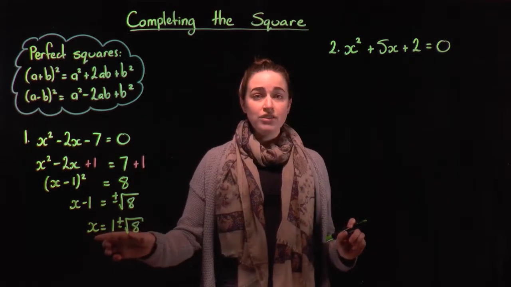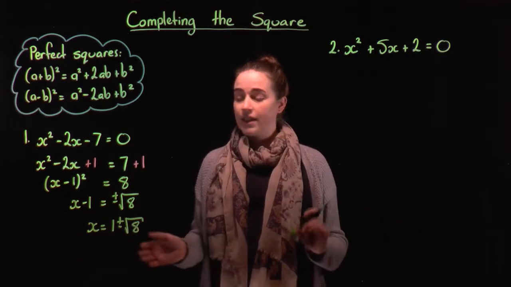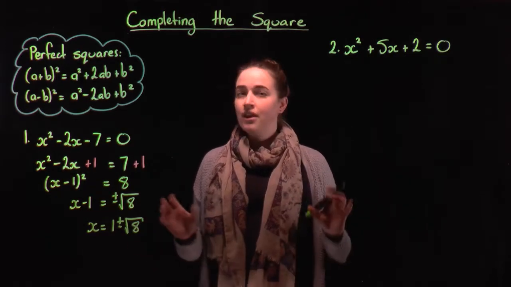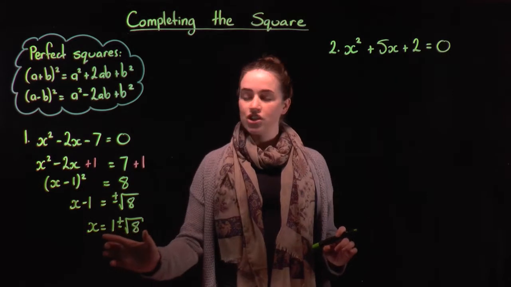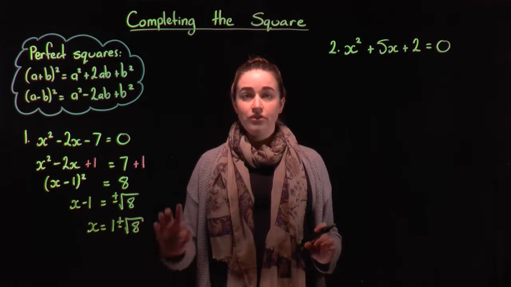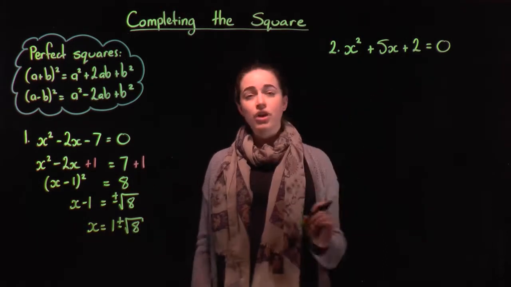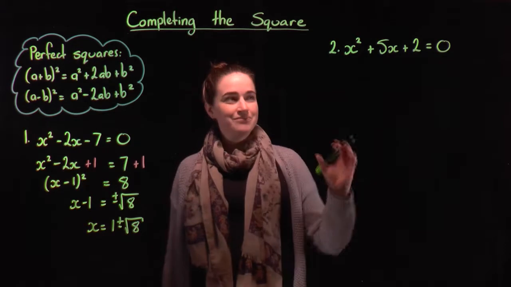There are two values of x. So we could have x equals 1 plus the square root of 8, or x equals 1 minus the square root of 8. We don't have to write them separately though, we can just leave our answer as that. You could also simplify this surd if you wanted to, but you don't have to. All right, so that's one example. Let's have a look at one that's a little bit more complicated.